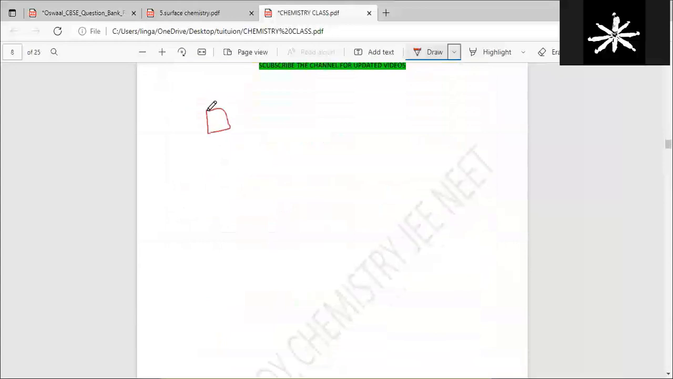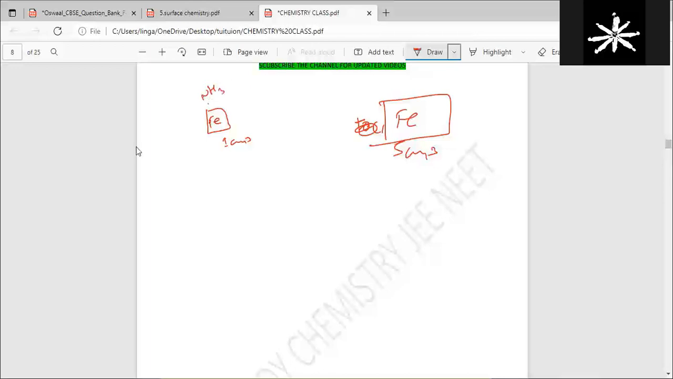See, suppose I take the same substance, iron. Here this is 1 centimeter cube, and here I am taking a 5 centimeter cube, one iron piece. Suppose NH3 gas is adsorbing here. How much? It may be 1 gram that is adsorbing.